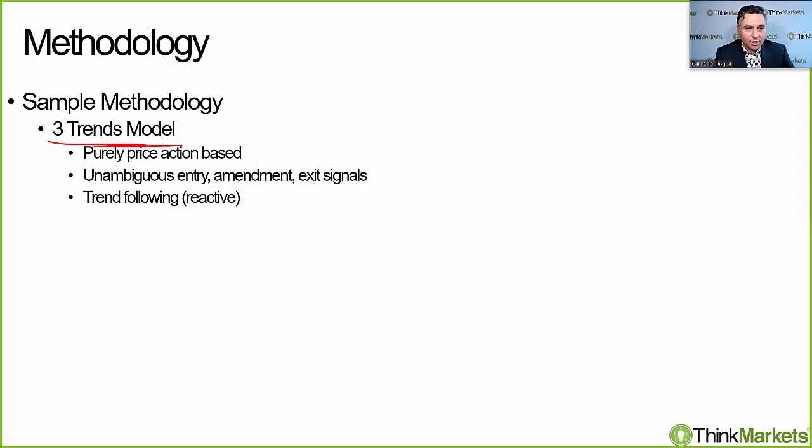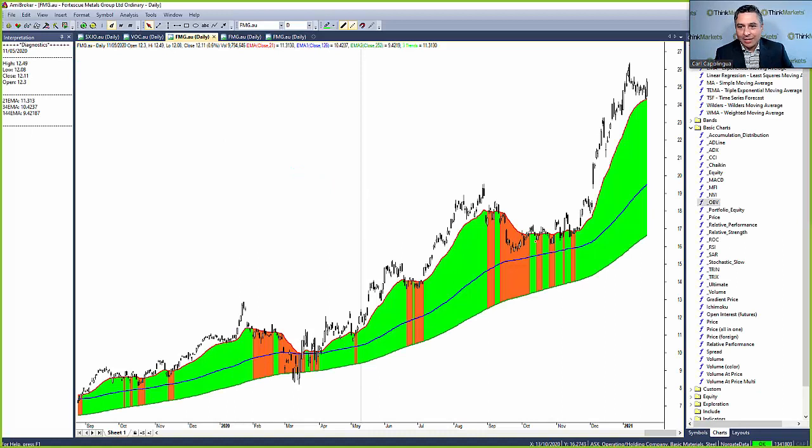Okay, so let me give you one you can use. I call it the 3 trends model. It's very, very simple, but very, very effective. It's purely price action based. However, look, we've got to use moving averages. We're going to use EMAs to proxy that price action, probably the best way to put it. It gives you unambiguous entry, amendment, and exit signals, and it's trend following, which means it's reactive. Let's head over here to the charts. This is where I wanted to go to actually show you how to use this thing. I'm looking at the time, we're over time, so I'm just going to be very quick on this.